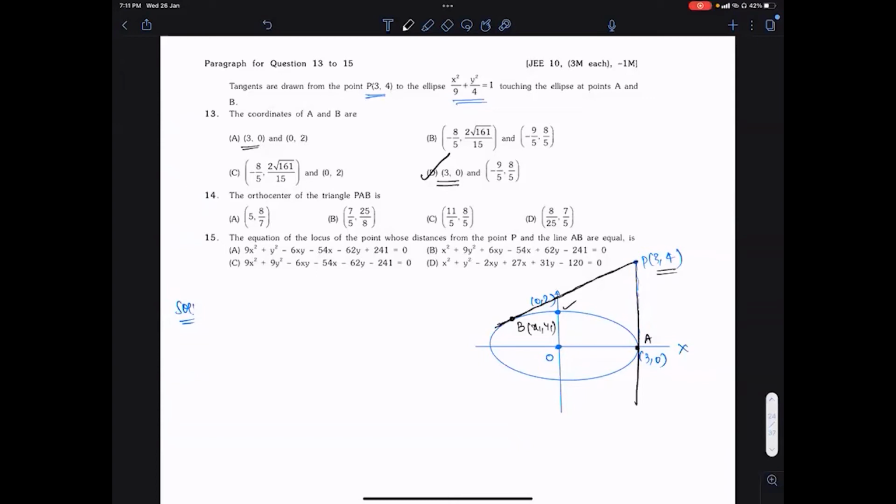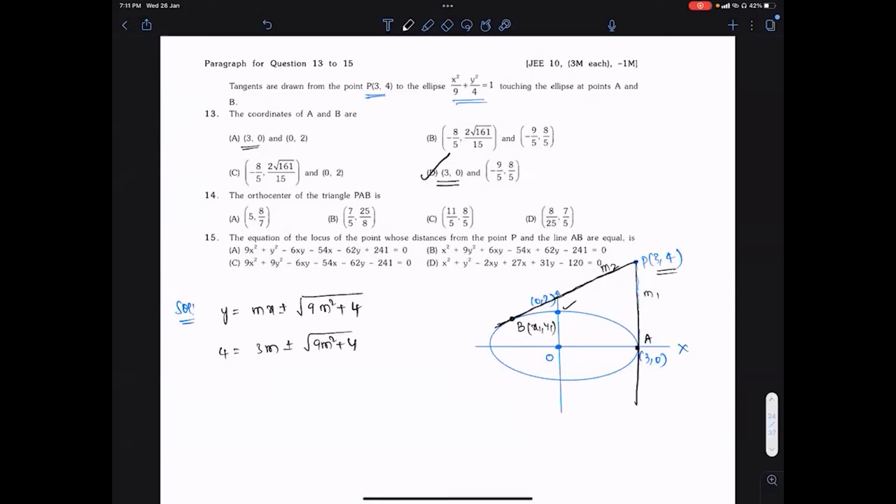Can we find the slopes of these two tangents? How to find the slopes of tangents drawn from an external point? You have to substitute that external point in the general equation of tangent. What is the general equation of tangent? y equals mx plus minus square root of a square m square plus b square, that is 9m square plus 4. Now substitute (3, 4), x = 3, y = 4. So 4 is equal to 3m plus minus square root of 9m square plus 4.